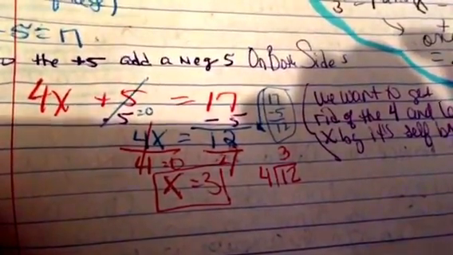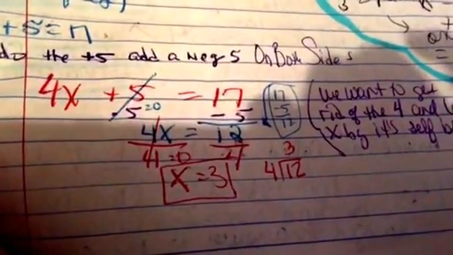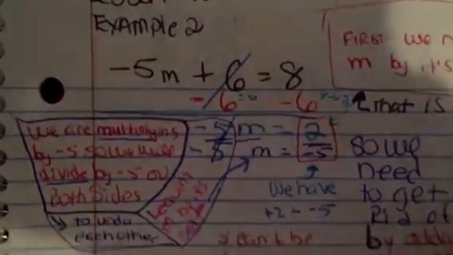So the 5's cancel to 0, and you have 4x equals 12. We want to get rid of the 4 and leave the x by itself by dividing. 4 goes into 12 3 times, so x equals 3. Okay, example 2, lesson 25.